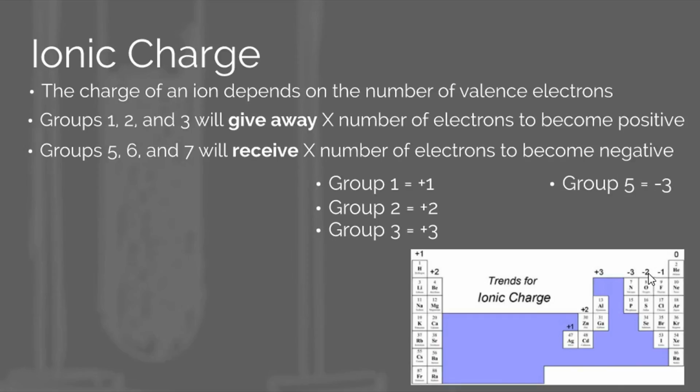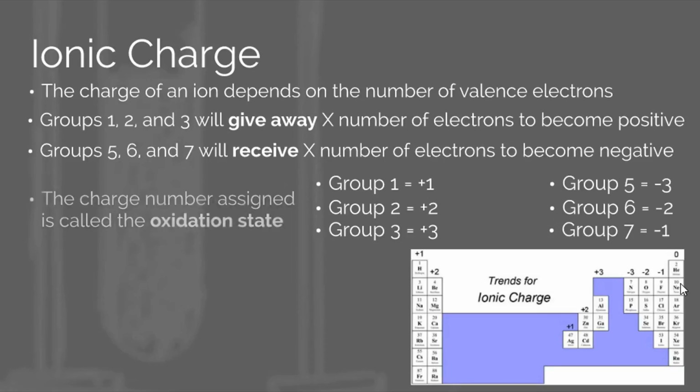If we continue on, for group number 6, oxygen, sulfur, and selenium, they can gain 2 electrons, and when they do that, they get a charge of -2. And finally, with group number 7, the halogens, fluorine, chlorine, bromine, and iodine, they can gain 1 electron, and they gain a charge of -1 when they have that 1 extra electron. Notice that for the noble gases, we have 0 on them because they already have a full octet, and they don't gain or lose any electrons.